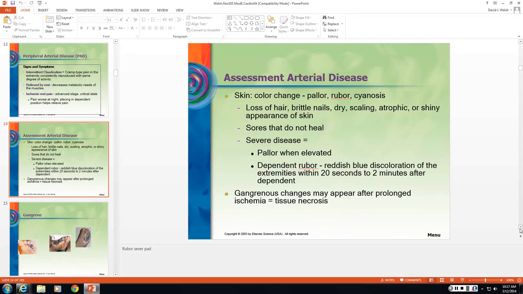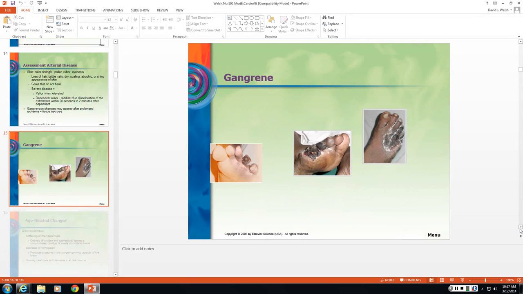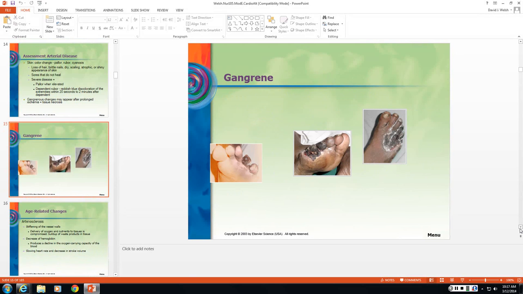So we talked about in class toes getting gangrenous, turning black, the tissue dying, because there's no blood flow to that tissue. Now, if you're following along, you can look at this slide, and it shows you some gangrenous toes and what they look like.